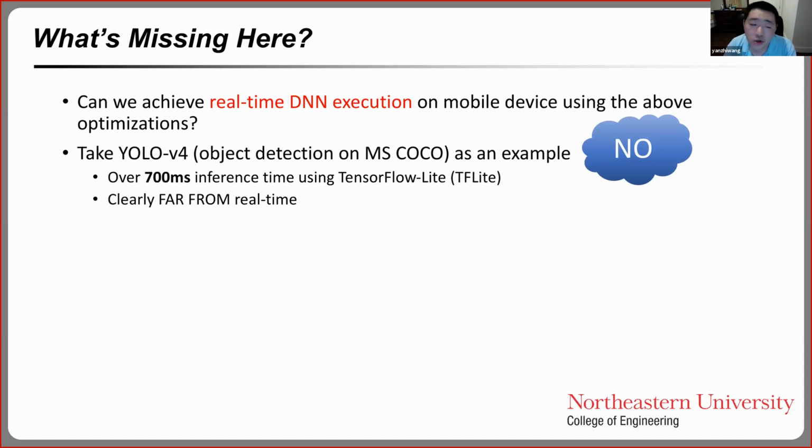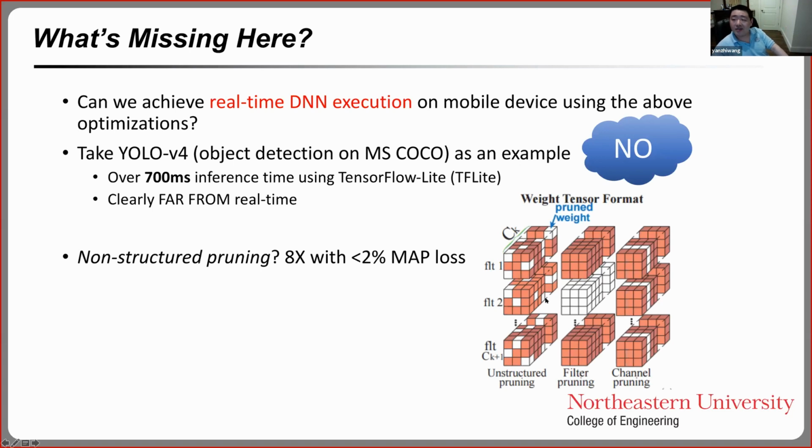If we take YOLO V4 on the MS COCO dataset as an example for object detection, and we use a current acceleration framework like TensorFlow Lite, it requires 700 milliseconds inference time. This is clearly far from real time. And how do we make it real time? We can test non-structured pruning and structured pruning. Remember this, again, non-structured pruning prunes arbitrary locations, and structured pruning prunes whole filters and channels.